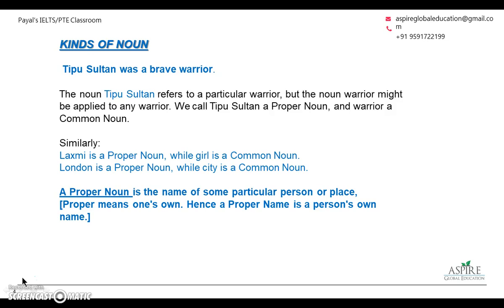That is why it is called a proper noun. And warrior is a common noun. So now let's try to summarize. A proper noun is the name of a particular person or place. Proper means one's own. So a proper name is a person's own name. There are a few examples like Lakshmi is a proper noun, while girl is a common noun. London is a proper noun, while city is a common noun.